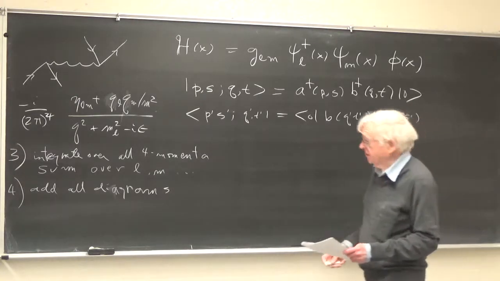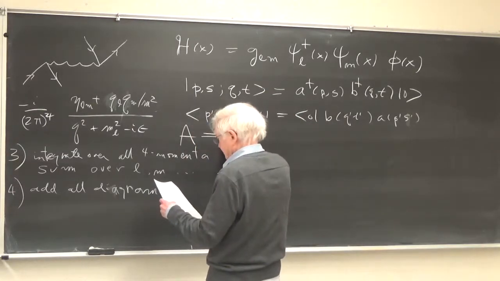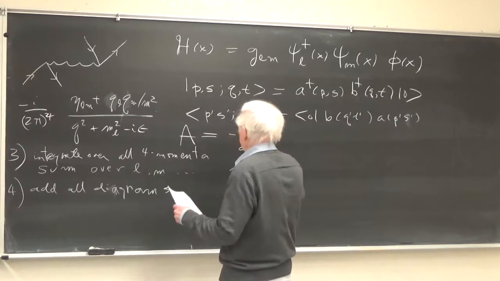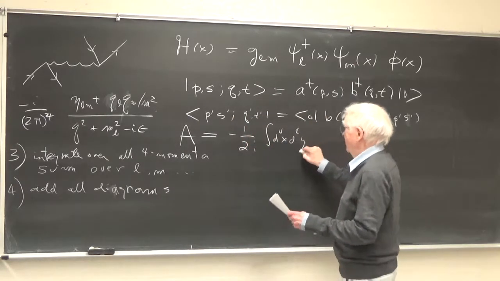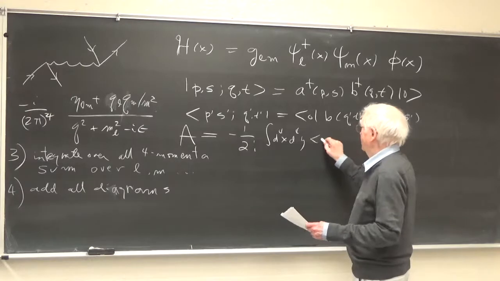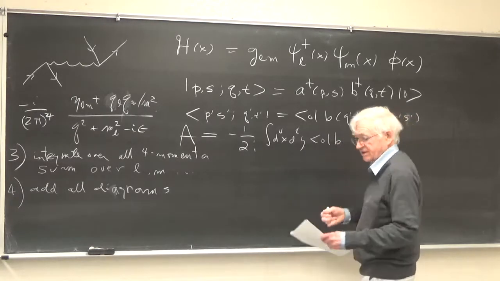And the lowest order amplitude then is A equals minus 1 over 2 factorial integral d^4x d^4y, vacuum b of, all right, there's a typo.